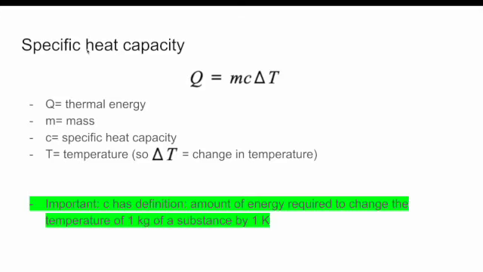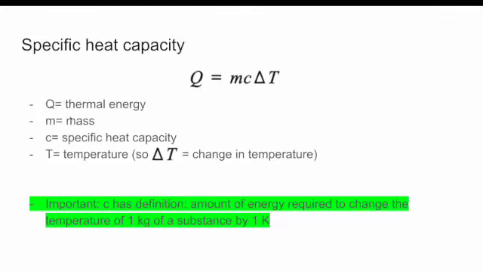Next, let's look at specific heat capacity. So this is a formula you need to know. Q equals mc delta T, where Q is thermal energy, m is mass, C is specific heat capacity, and T is temperature. So delta T is change in temperature. Now note, delta T can be in Celsius or Kelvin. It does not matter because you're just adding 273. So you do plus 273 plus 273 and then subtract. So the difference is actually the same. So it doesn't really matter what unit delta T is, but temperature on its own is always Kelvin.